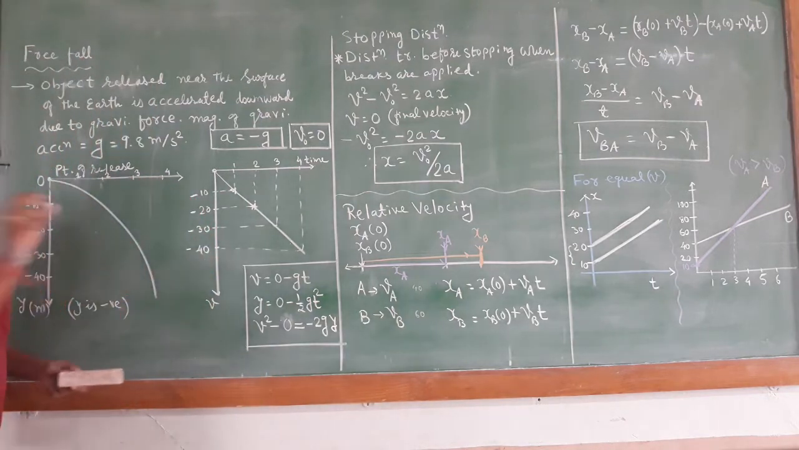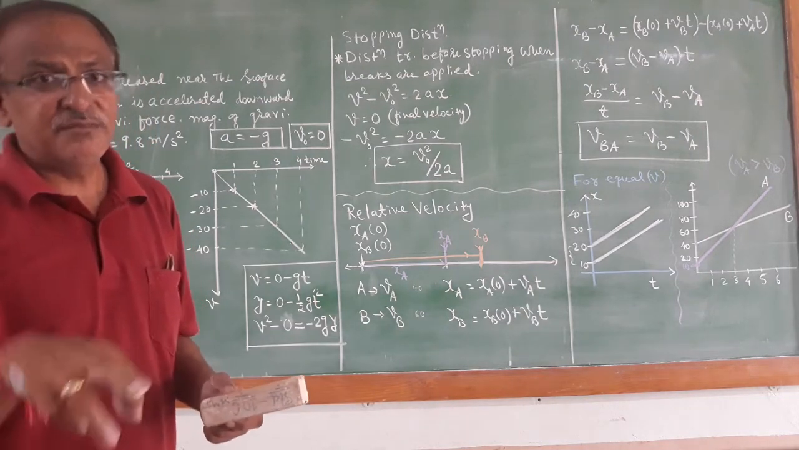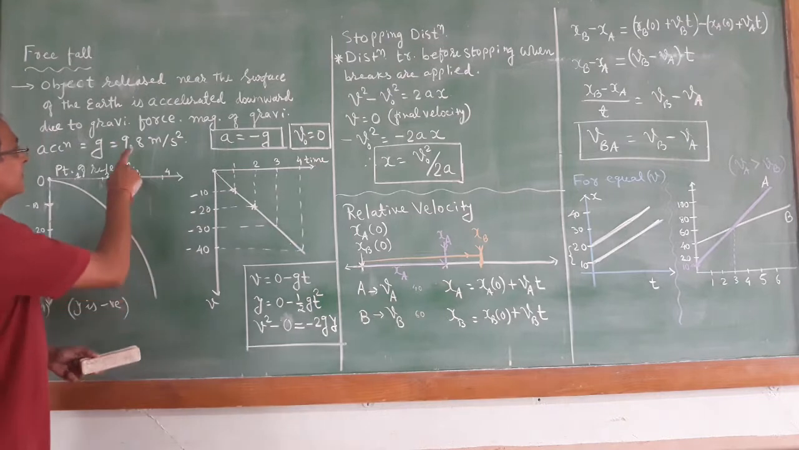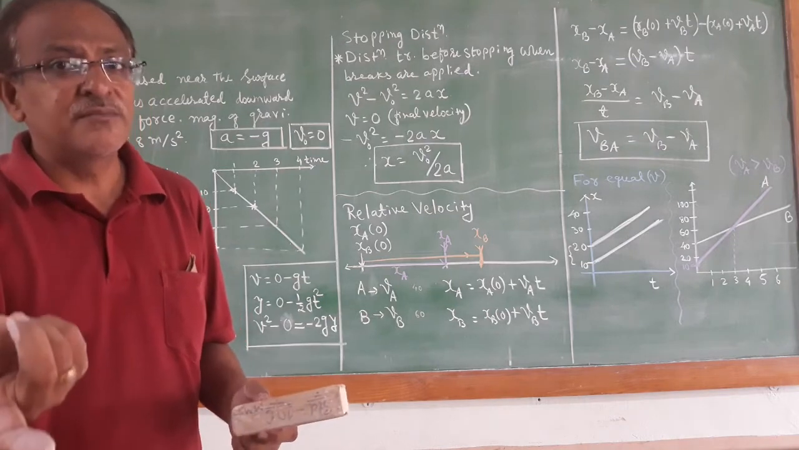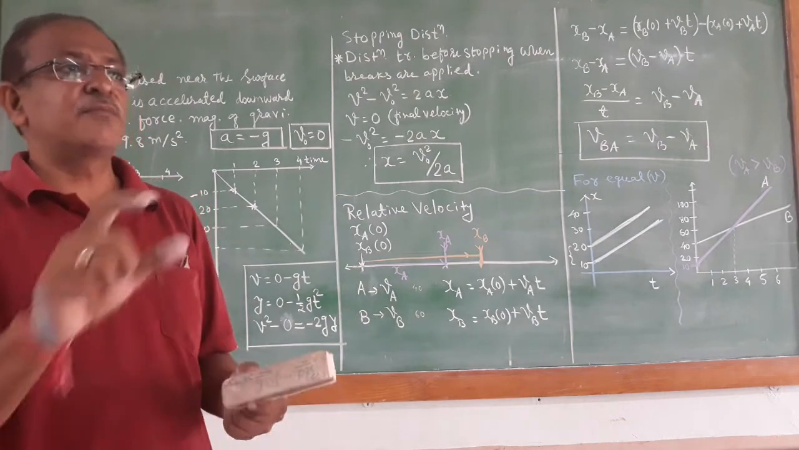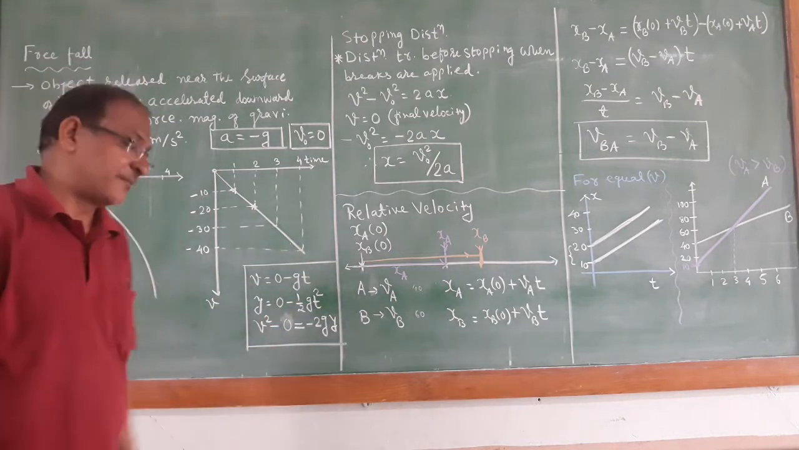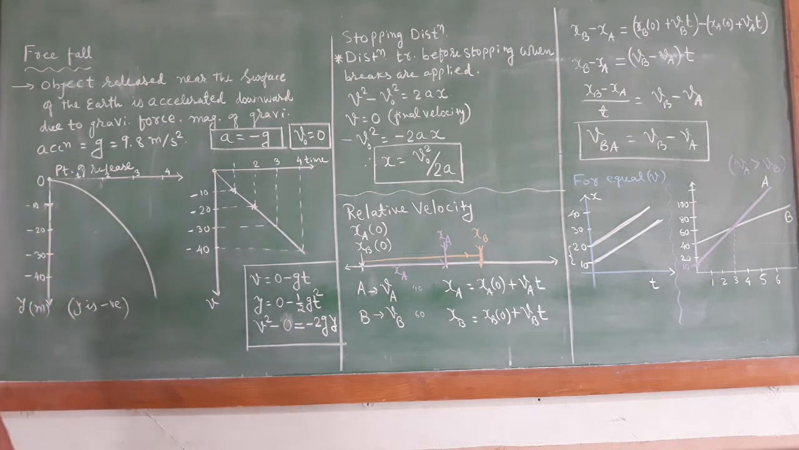So this is a case of non-uniform motion, but with uniform acceleration. Acceleration is the same. What is the value? 9.8 meter per second square. So there is constant acceleration but uniform motion is not there. It is non-uniform motion. Unequal distances are travelled in the same time interval. So you will have a curve graph. Y is taken negative, so the value of y is minus 10, minus 20, that way.